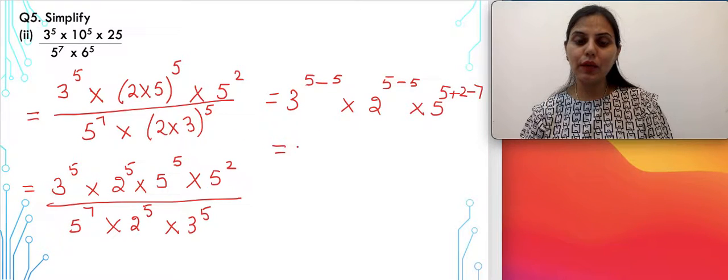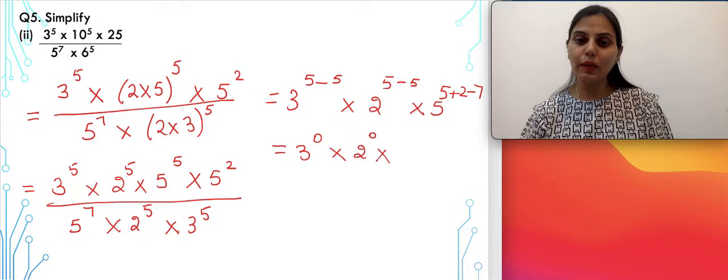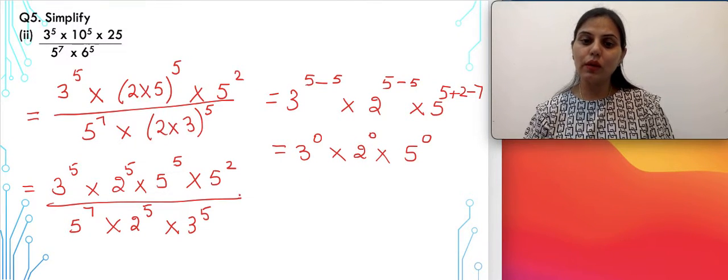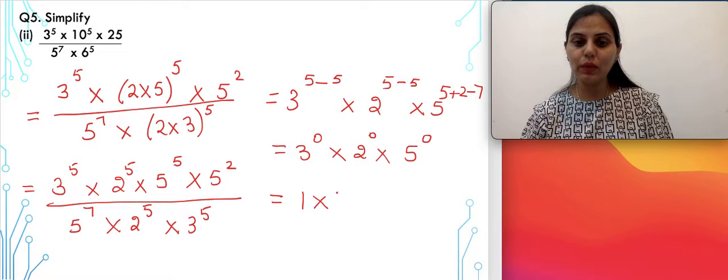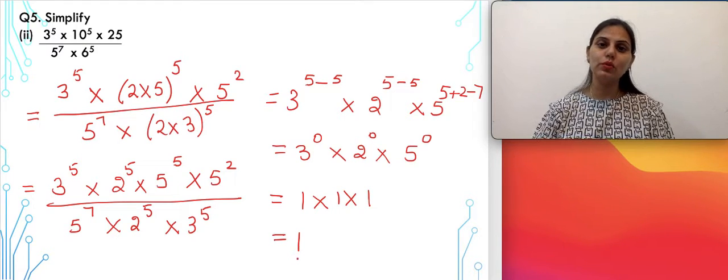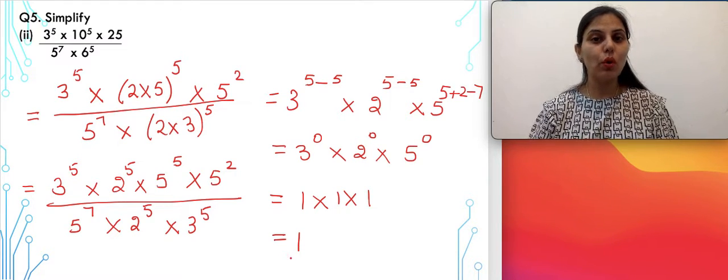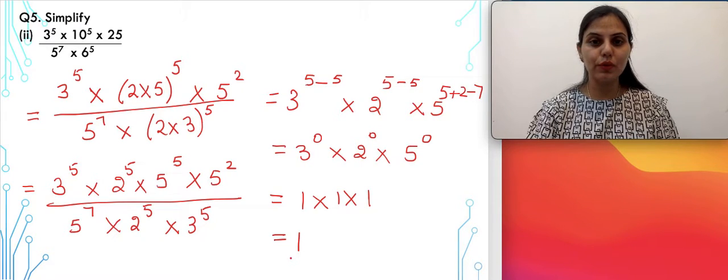Or in the next step, we can write this as 3 raised to power 0 multiplied by 2 raised to power 0 multiplied by 5 raised to power 0. Now since we know that anything raised to the power 0 is equal to 1, this can be written as 1 multiplied by 1 multiplied by 1, so your final answer will also be equal to 1. Please go through all the steps carefully. I hope it is clear to you.